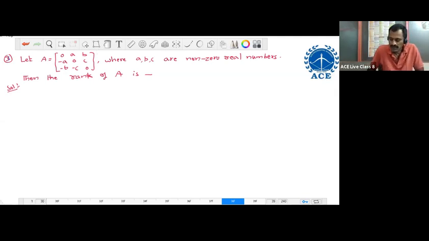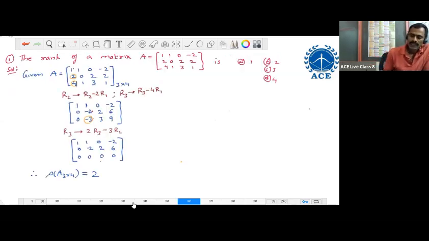Just go back to the first problem. We'll discuss something there now. From this matrix we are getting this. Finally, it is the echelon form. Using this echelon form of matrix A, we are writing the rank of A only.